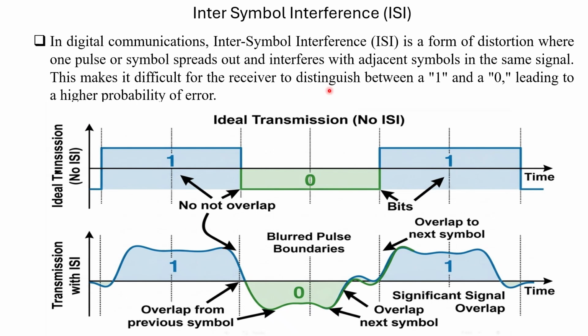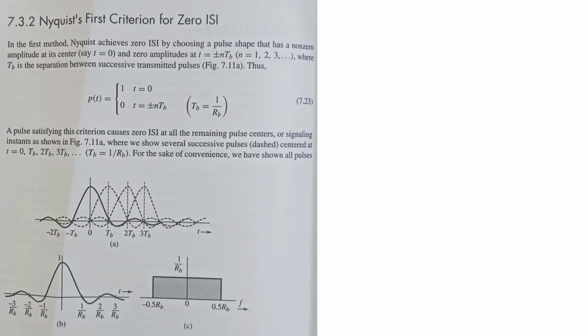So in digital communication, ISI, inter-symbol interference, is a form of distortion where one pulse or symbol spreads out and interferes with adjacent symbols in the same signal. This makes it difficult for the receiver to distinguish between 1 and 0, leading to a higher probability of error. So it must not overlap. Now the question is how can we prevent the overlap, and how will we know whether it is overlapping or not? There is a special criterion, the Nyquist first criterion for zero ISI.